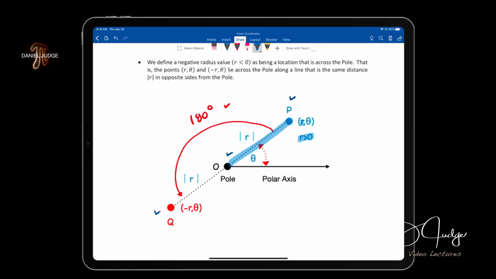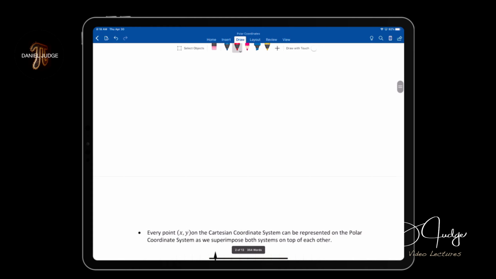But being across the pole now, this distance is the same as this distance. This distance in absolute value is the same. Remember, we're calling that the absolute value of r, but we define r here to be negative. The absolute value of minus r will be r, so that's all they're saying. It has the same radius value, ladies and gentlemen, but it's just across the pole, 180 degrees difference. And that's what they're talking about.